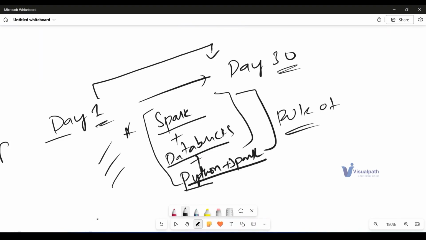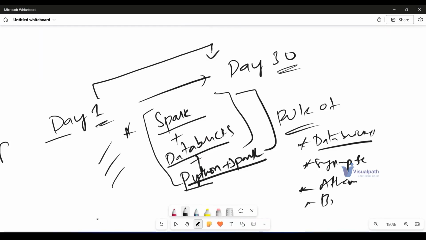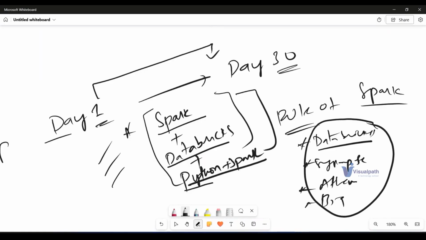Why? Because participants, let me tell you the story. Today you will use Databricks, right? Tomorrow you'll use Synapse. Maybe you might use Athena. You might use BigQuery. Everywhere, whatever you use, it will only run on Apache Spark as the engine. The entire core is Spark.